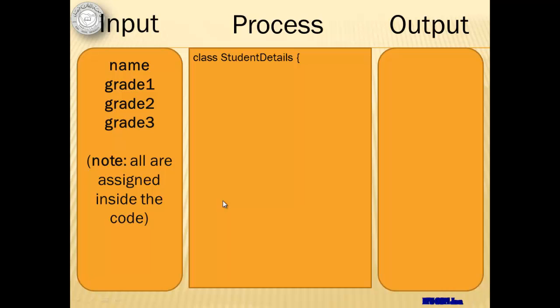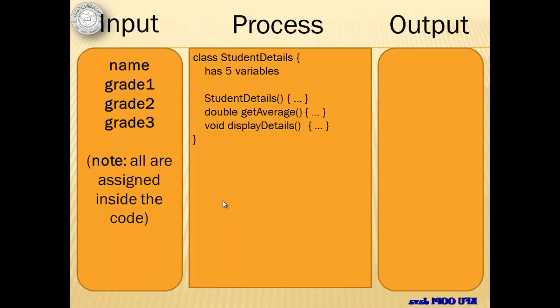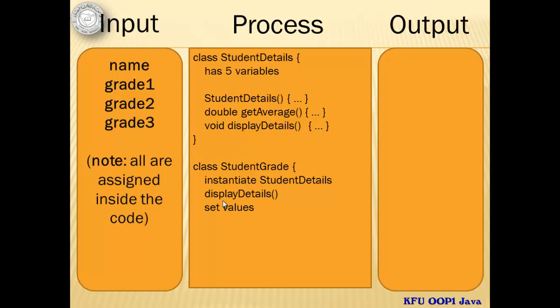In the process, for the student details class, we will set 5 variables. We will create a constructor. We will create the method getAverage and the display_details method. For the class student grade, we will first instantiate the student details class. Then we will call the display_details method. We will set the values. Then we will call the methods getAverage and display_details. Our output will still be the name and the average.